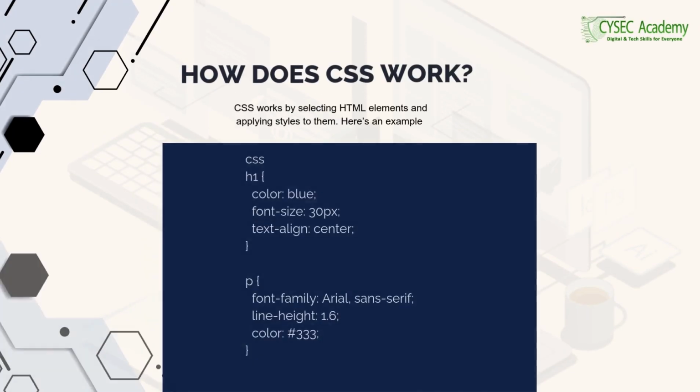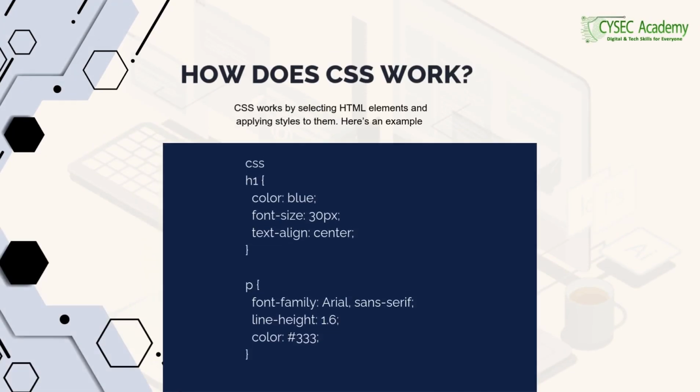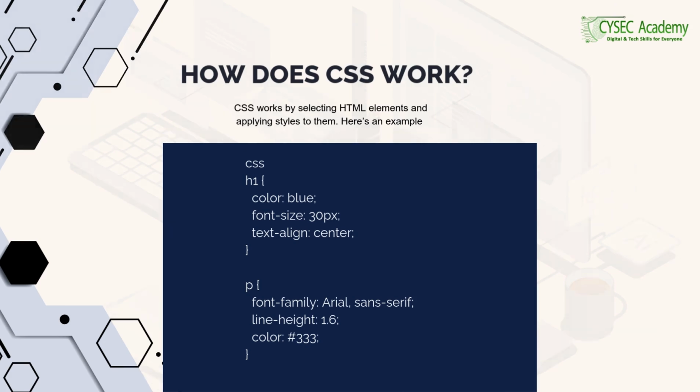How does CSS work? CSS works by selecting HTML elements and applying styles to them. Here's an example displayed on your screen. The H1 selector makes headings blue, larger, and centered. The P selector changes paragraph text font, spacing, and color.